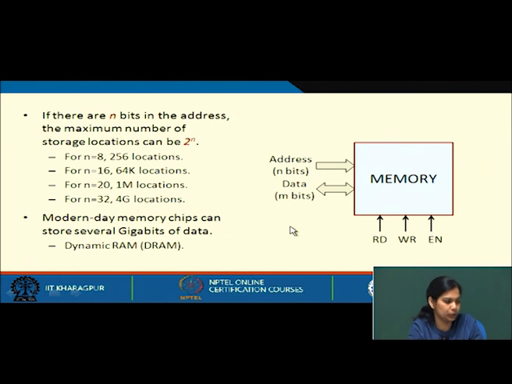This diagram shows the address bits. If we have an n-bit address, we can have 2 to the power n locations that can be accessed. Modern day memory chips can store several gigabytes of data. That is our dynamic RAM. We will be looking into more details about each and every aspect of the memory module.